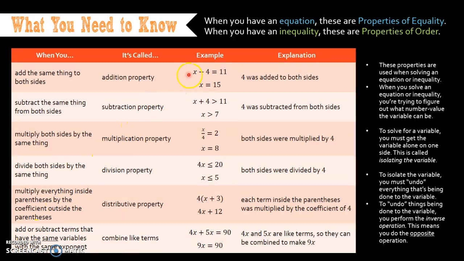In the first example right here, x was being subtracted by 4. So to do the opposite of that, or the inverse operation, we add 4 to both sides. That resulted in isolating the variable x, or getting x all by itself.